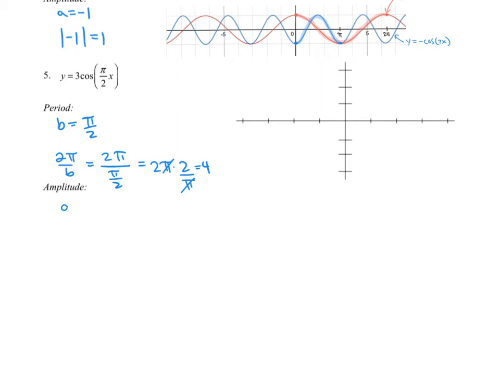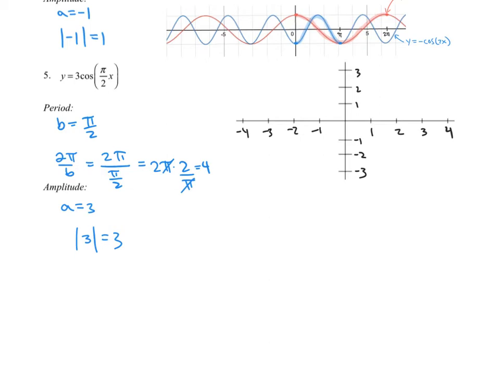The amplitude, well, a is 3 in this problem. The absolute value of 3 is 3. So our amplitude is 3. So we're going to label our axes. On the x-axis, since my period is 4, I'm going to make my 4th tick mark 4. And in this problem, every tick mark is going to represent 1 unit. So 1, 2, 3, 4, negative 1, negative 2, negative 3, negative 4. On the y-axis, I'm still going to label by ones, 1, 2, 3, negative 1, negative 2, negative 3.